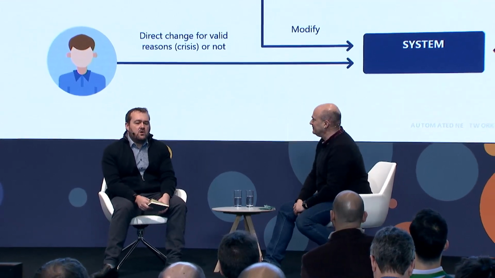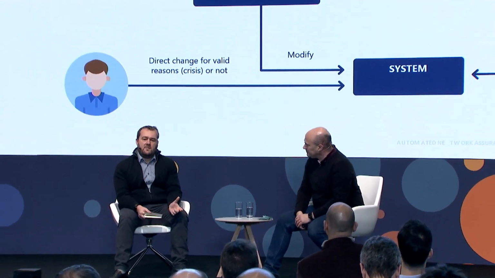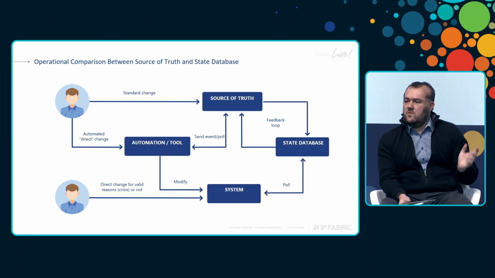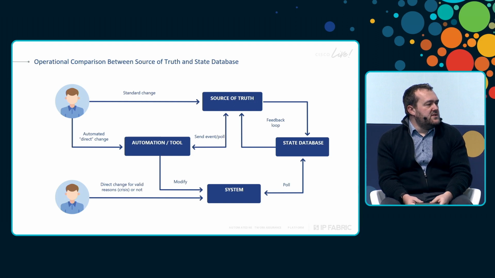One of the things we did also with IP Fabric is to help us compare our source of truth and IP Fabric as a state database. Meaning that for us, IP Fabric is not the inventory, it's just a way to correct the inventory. This is the way we approach the standard change in a greenfield environment. Normally, in a perfect world, you should not have these direct changes at the end. Normally, all people should go to standard or automated changes.